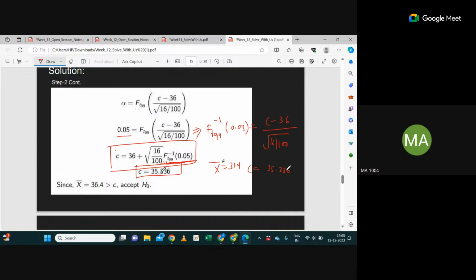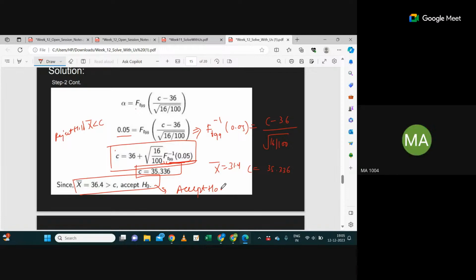But we decided our test: I will reject when x bar is less than c, right? That was my test. But in this case, x bar is greater than c, so it's the opposite case. That means I will accept H naught. Is this clear? In the question, is it mentioned that we have to start with x bar less than c?